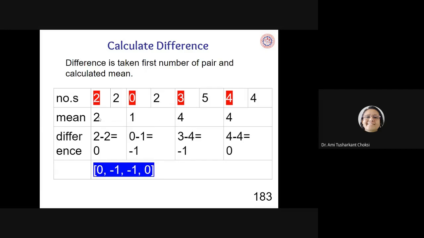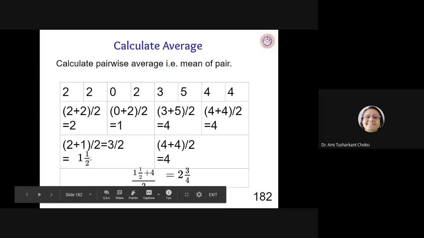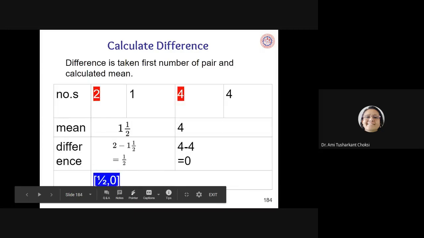So 2, 1, 4, 4. The way we have considered here, this first level we have considered. Now we'll consider the second level, that is 2, 1, 4, 4. Then after we'll consider this one. The same thing we have to do. Now here the numbers are 2, 1, 4, 4. That is the second level, right?